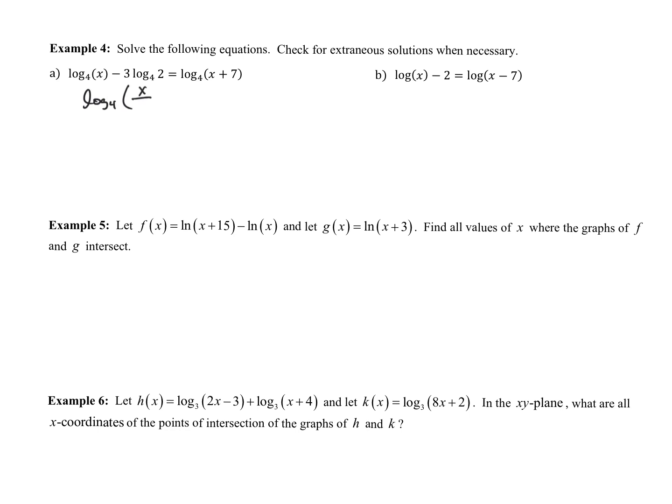x over 8, because it's 2 cubed, which is 8, which is equal to log base 4 of x plus 7. All right. So now what can we do? We can cancel out our logs. And so now we'd end up with what? x over 8 equals x plus 7.